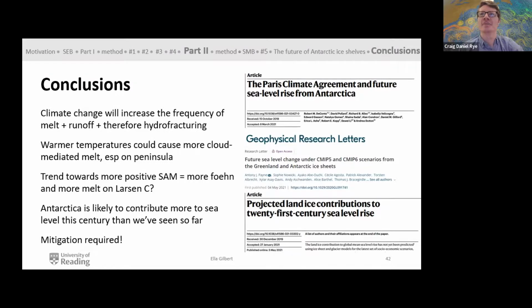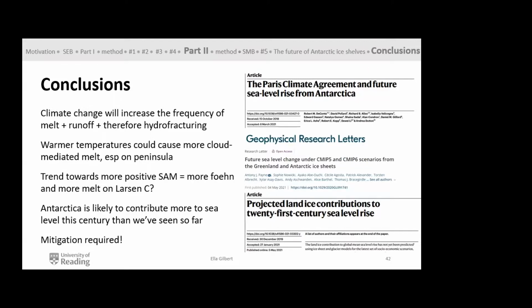I see Letty is clapping. Christopher says, great talk. I have a question. Lovely.